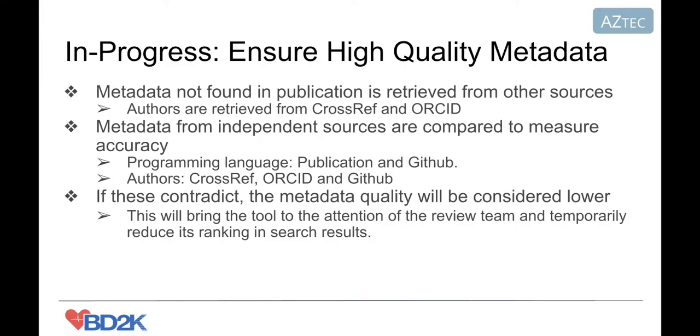One of our projects is to try to ensure we have really high quality metadata. As Vincent covered earlier, the GROBID system is a really effective way to extract metadata. But we might not necessarily have publications available for all tools. And we also want to verify and double check the information that GROBID extracts. So we have a lot of other sources we can query. To get authors, we can check Crossref and ORCID. And for the programming language, in addition to GROBID, we can also check GitHub.